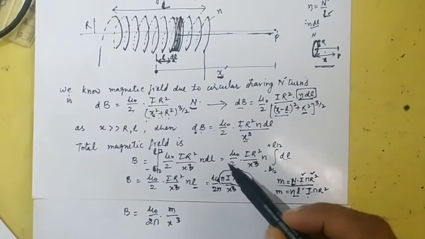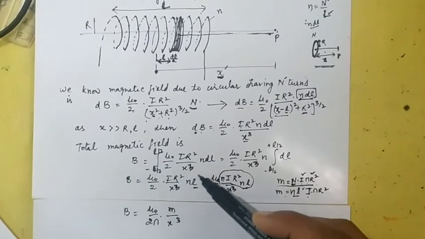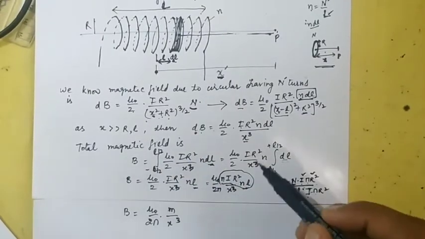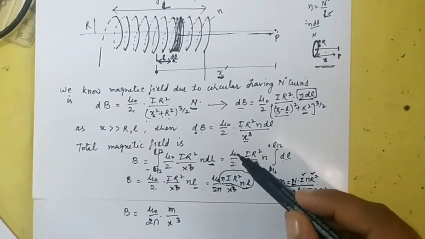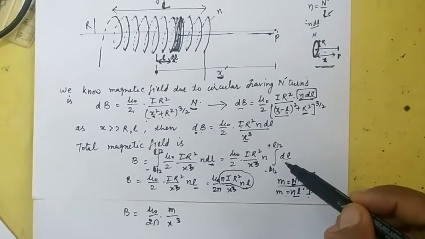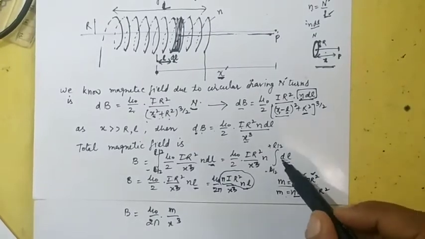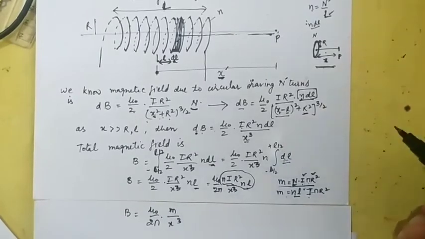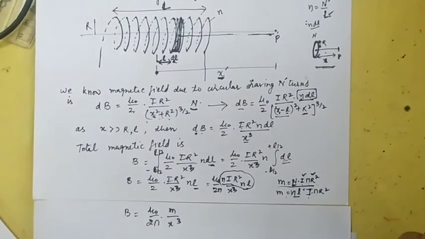Now, whatever things are constant, I will take outside. Only dl is left, all the rest are constant, so I take them outside. That is mu naught upon 2 I r square divided by x cube into n and the integration of dl. We know that the total length from minus L by 2 to L by 2 is equal to L. So we put the value of L.